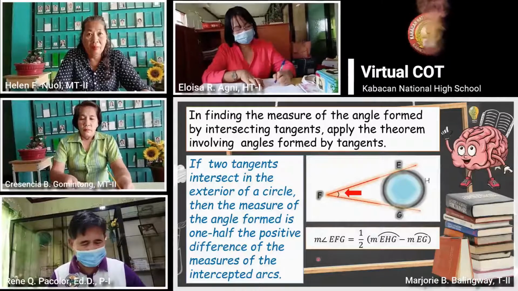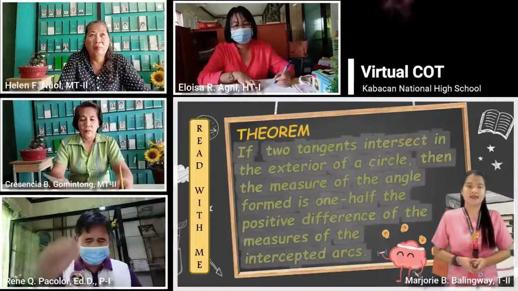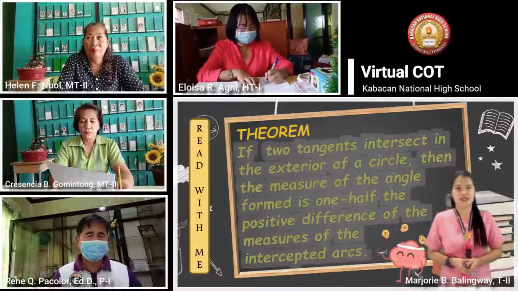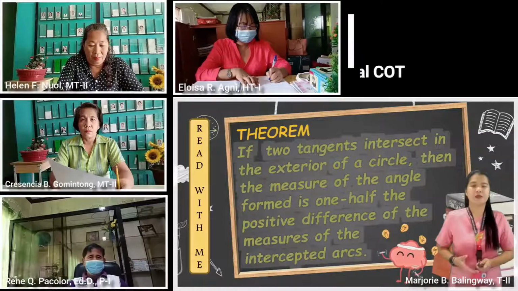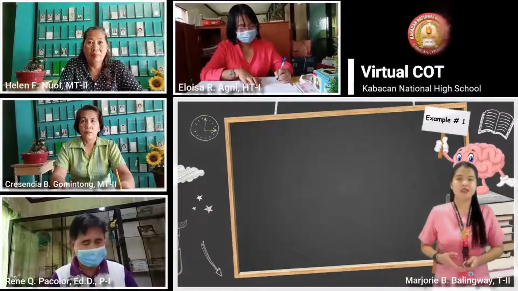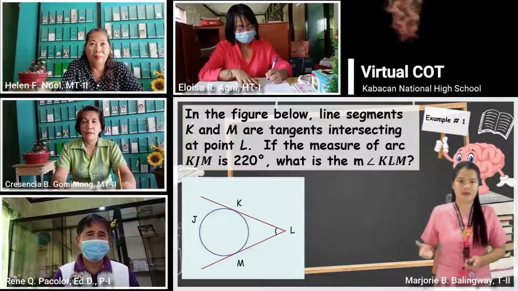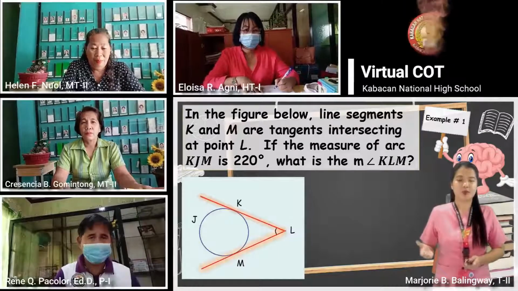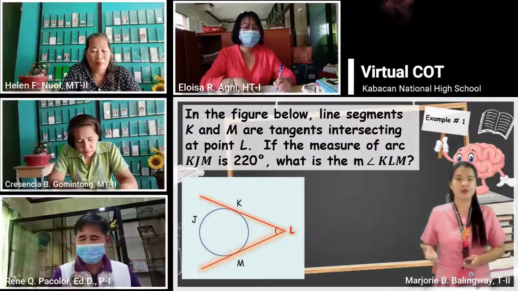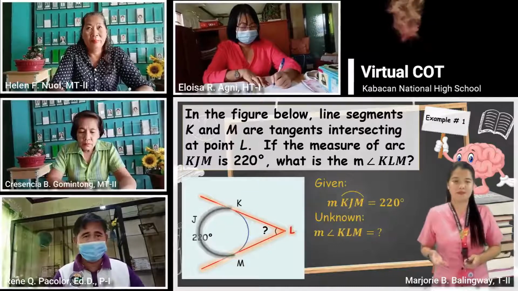It's time to apply the theorem on angles formed by two tangents with the given examples. Again, the theorem states that if two tangents intersect in the exterior of a circle, then the measure is 1/2 the positive difference of the measures of the intercepted arcs. Example number 1. In the figure, line segments K and M are tangents, intersecting at point L. If the degree measure of arc KJM is 220, what is the degree measure of the angle KLM?